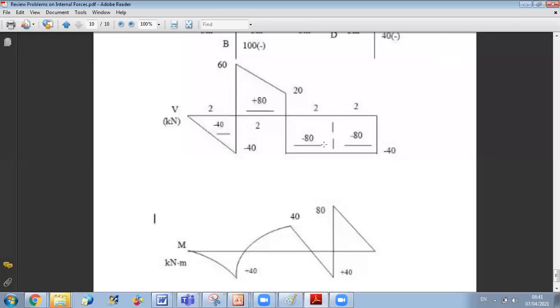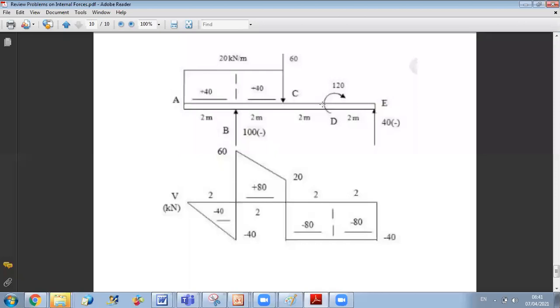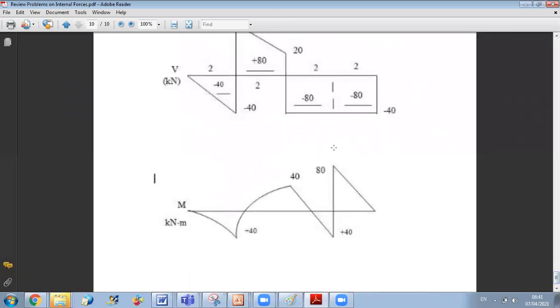Okay, so we were talking about the jump. As we said, when you look on your beam, you have a clockwise moment at D. This will cause an upward jump from minus 40 to plus 80. And then after this point, I will go back to my shear graph.